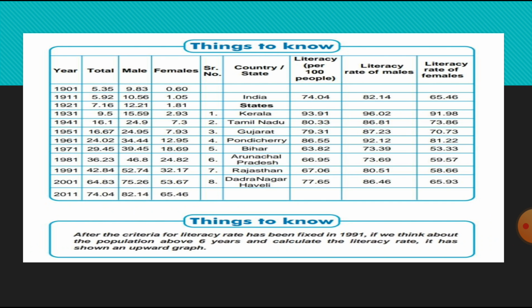Things to know: after the criteria for literacy rates was fixed in the year 1991, when we think about the population above 6 years and calculate the literacy rate, then what it has shown is an upgrade graph. You can see the upgrade graph in that.